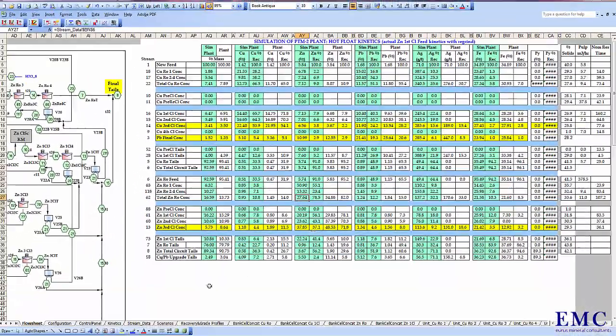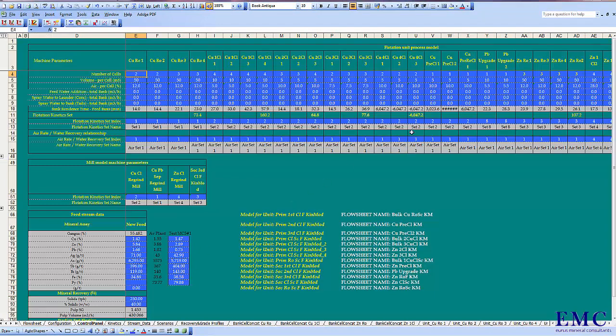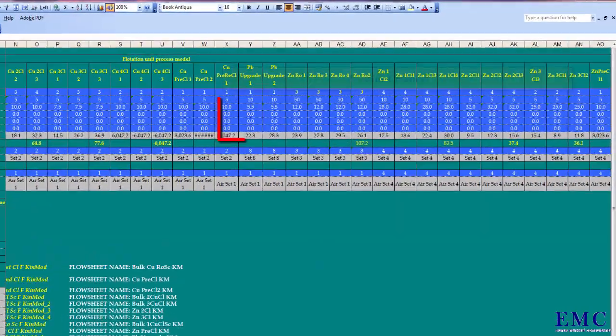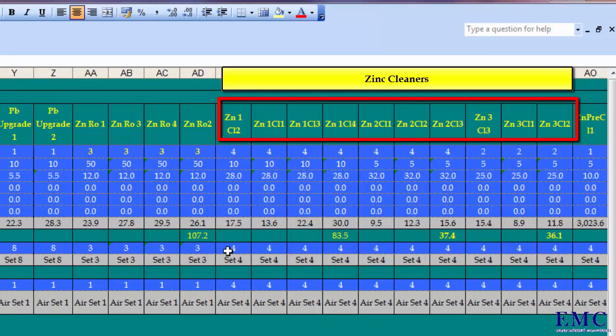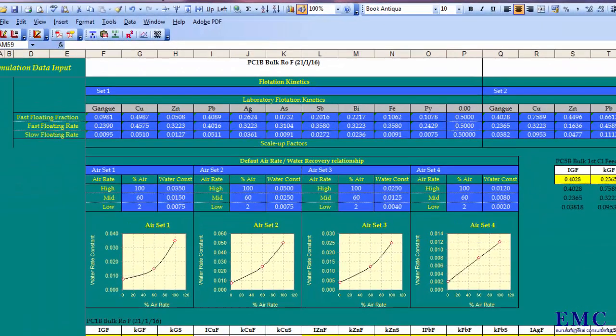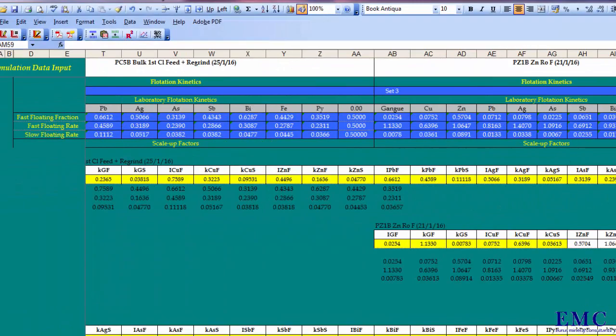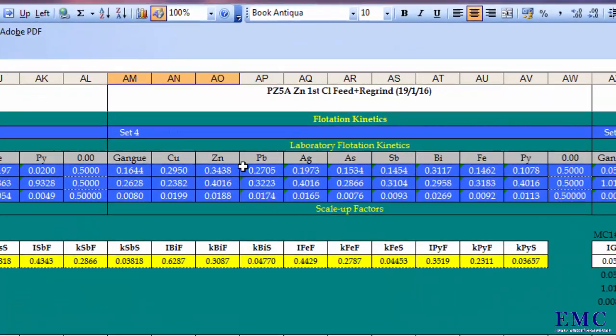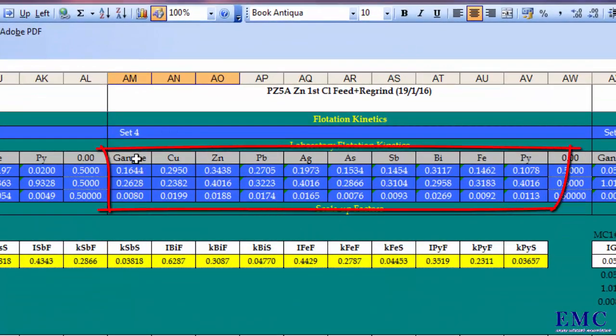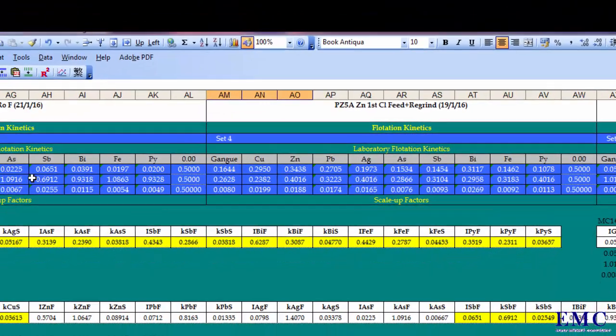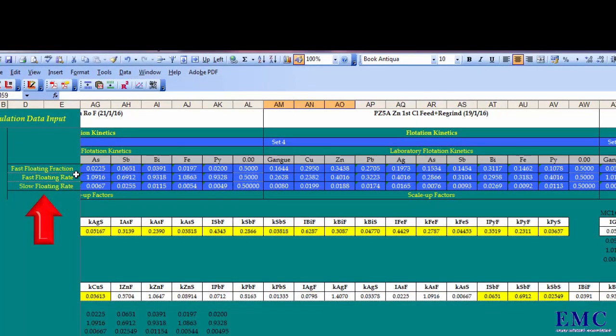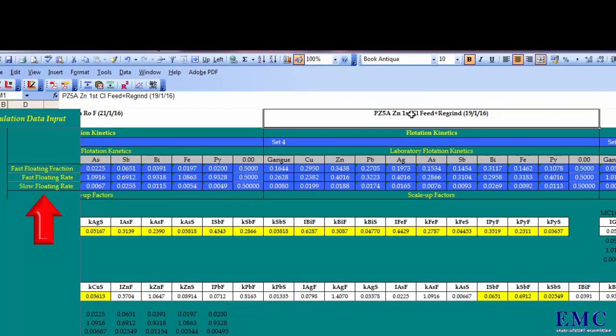Now the problem here is if we go to the kinetics and we go to that zinc cleaner bank, you can see here these are the zinc cleaners and it's assigned kinetic set 4. So if we go to the kinetics and go along to kinetic set 4, you can see that these are the kinetics of the gangue, copper, zinc, lead, etc. down to pyrite. And as you see on the left, you have a fast floating fraction, a fast rate, and a slow rate. And these kinetics are from test PZ5A.